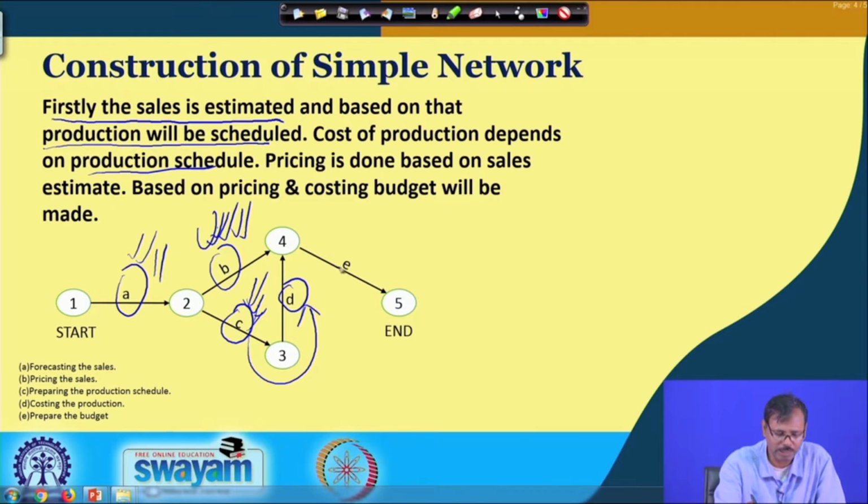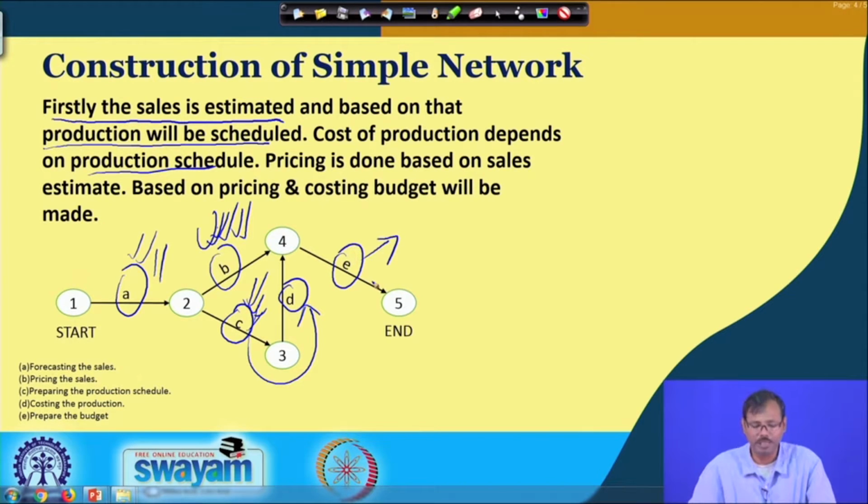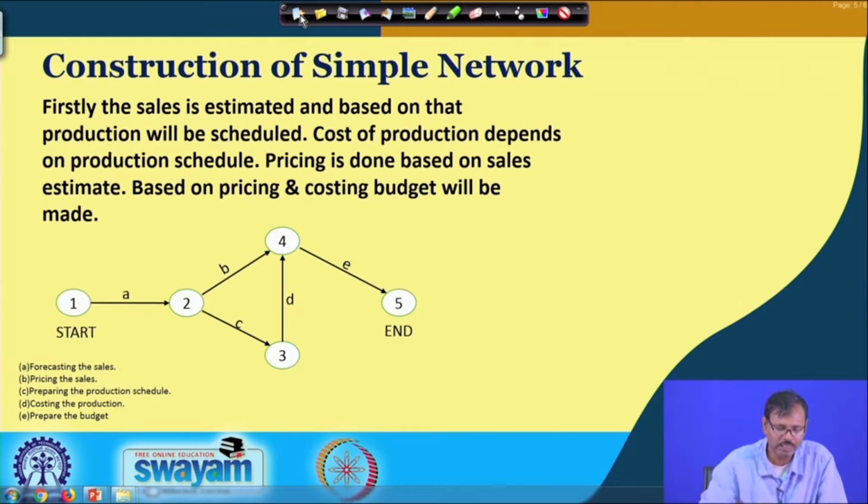And finally, we are coming to E, that is the preparation of budget. We are preparing the budget to accommodate the profit which we are getting from B and D, and based on that we are preparing the budget, how we can carry out our total process. So, basically this is the way one has to think logically about how it can be processed.